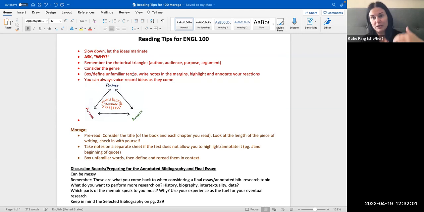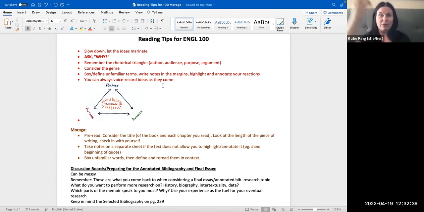Then after you've boxed it, defined it, reread it in context, and if there's something you want to say about that passage, write notes in the margins, highlight important golden lines, words or phrases, and annotate your reactions. And an annotation can be as simple as like a smiley face, a star, a question mark, a frowny face, whatever your sort of initial visceral reaction to this is. And as I mentioned, you can always voice record ideas if that's faster for you, and the writing or highlighting and annotating may take a little bit longer.